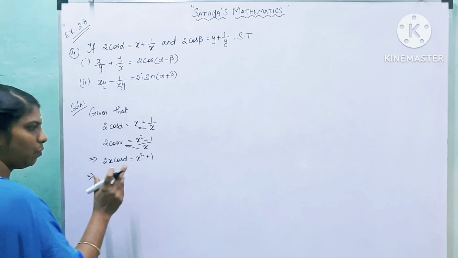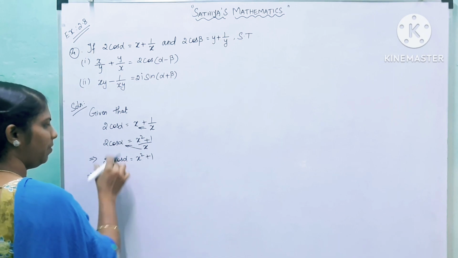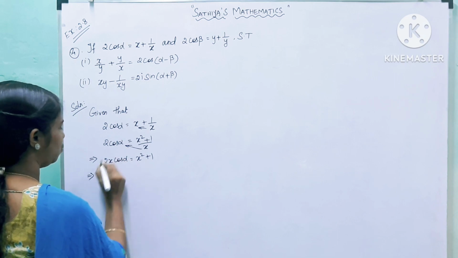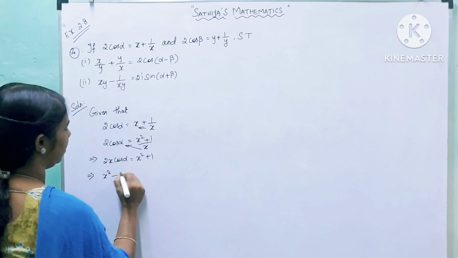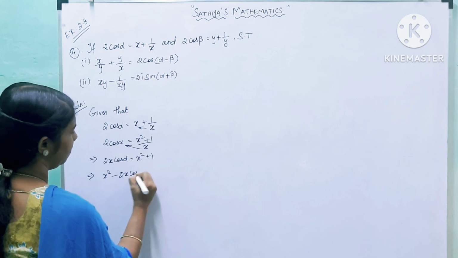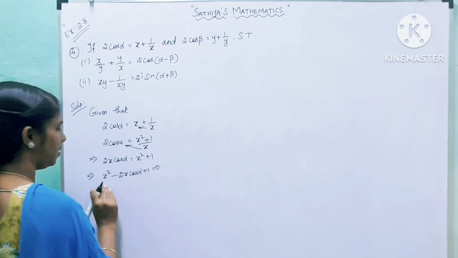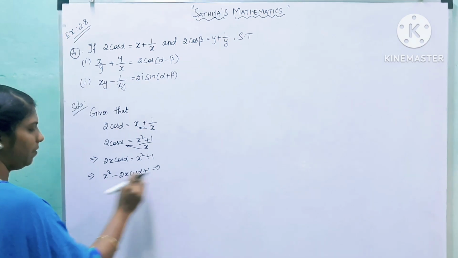So now this is like a quadratic equation. If we take that term to the other side, x square plus 2x cos alpha, when it goes to that side, becomes minus 2x cos alpha plus 1 is equal to 0. So this is a quadratic equation.